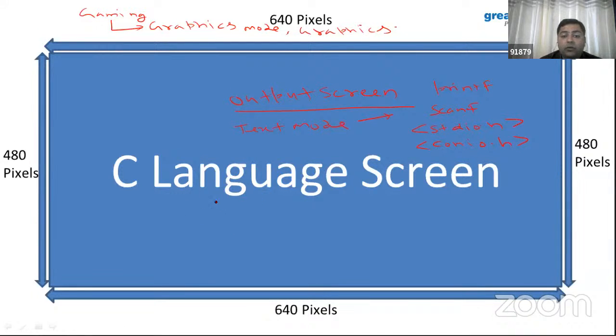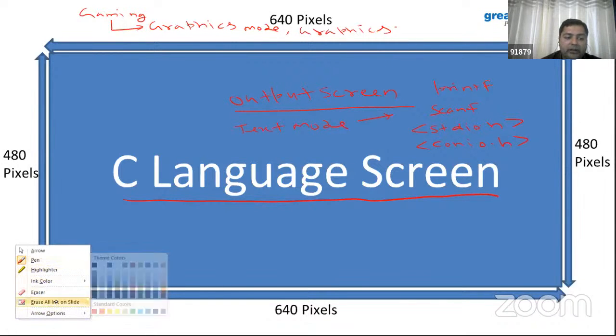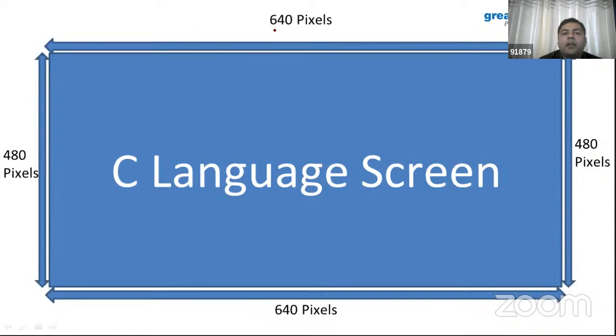And in graphics mode, a C language screen is counted in the form of pixels, right? How is it counted in the form of pixels? Let me tell you, what is the measurement of the C screen? It's 640 pixels horizontally and 480 pixels vertically, right? So that means its width is 640 pixels and its height is 480 pixels, right? Obviously, this part is also 640 pixels and this part is also 480 pixels. It's an obvious thing, I don't even have to mention it, right?